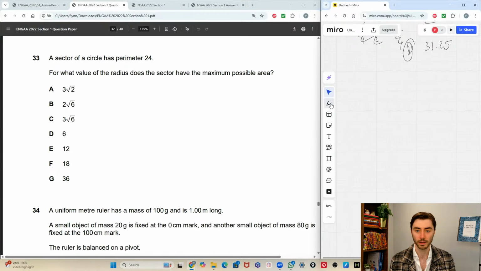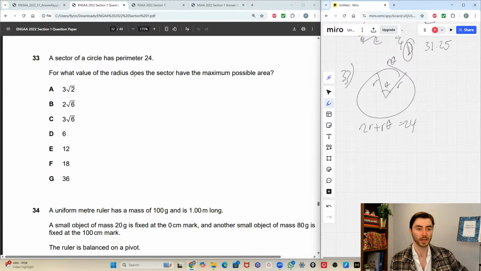So 33. Sector of a circle has perimeter. So sector, draw a circle. Sector, so that's R, and that's theta, and R theta. So 2R plus R theta is the perimeter of 24. For what value of the radius is the area a minimum? So this is an optimization problem. The area is a half R squared theta. What I'm going to have to do is eliminate theta from here. So R theta is 24 minus 2R, divided by R. So that's theta. Plug it in here. A half R squared into 24 minus 2R over R.